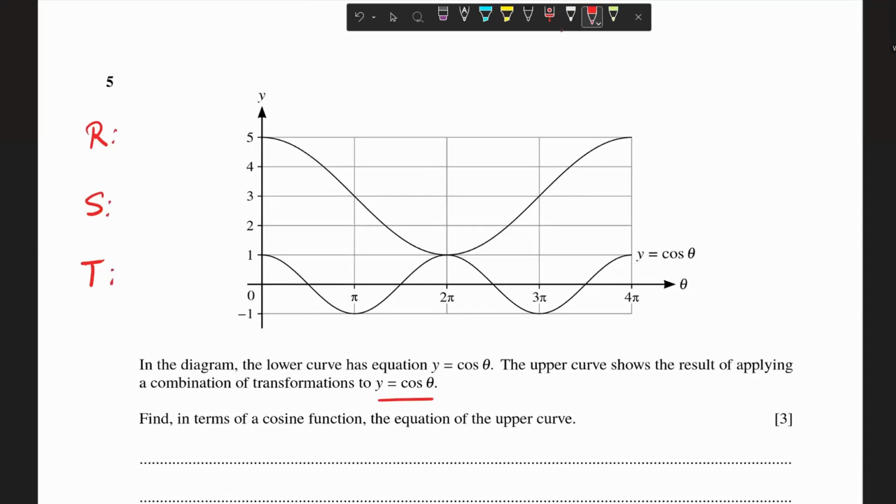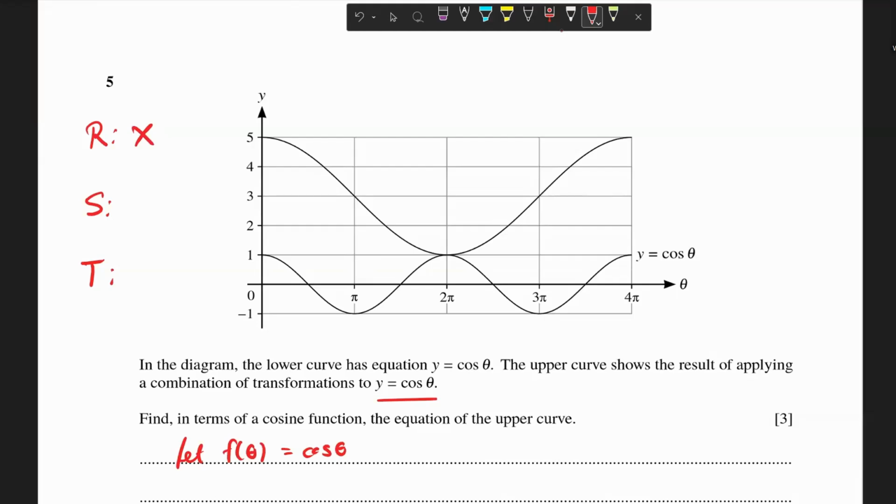So starting with the first graph, y equals cosine of x, I'm going to say let f of theta be equal to cosine of theta. Let's look at whether there is any reflection. If you look at the two graphs, it doesn't appear as if there has been any reflection. So I'll cancel out reflection. So no negative signs anywhere.